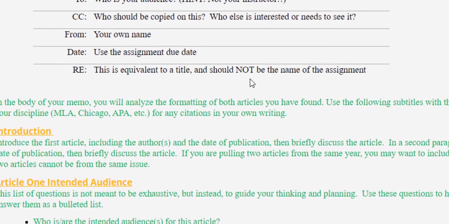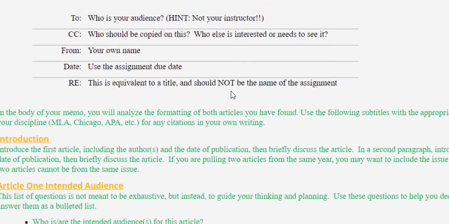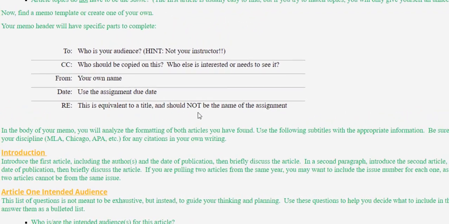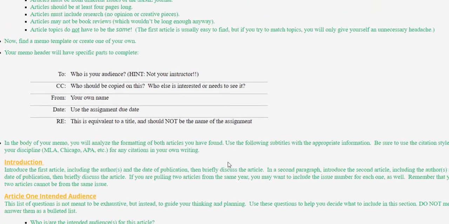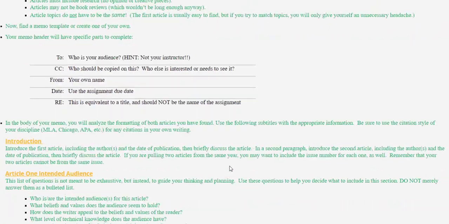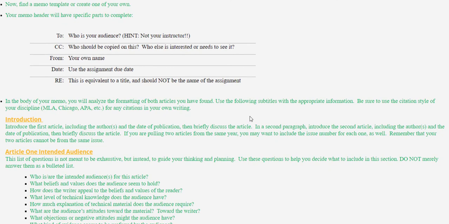Okay, this is something that is going to be informational to make sure that your reader knows what it is they're getting into when they read this. So in the body of your memo, you're going to analyze both of these articles following these guidelines below. When you analyze these articles, you're going to make sure that you use the same subtitles that I've put here. Okay, so be sure if you have any quotes directly that you follow the citation style of your discipline, MLA, Chicago, APA, CSE, IEEE, whatever it is that you're using, use that style for your own citations, even if the journal that you're writing about does not use that style of citation.